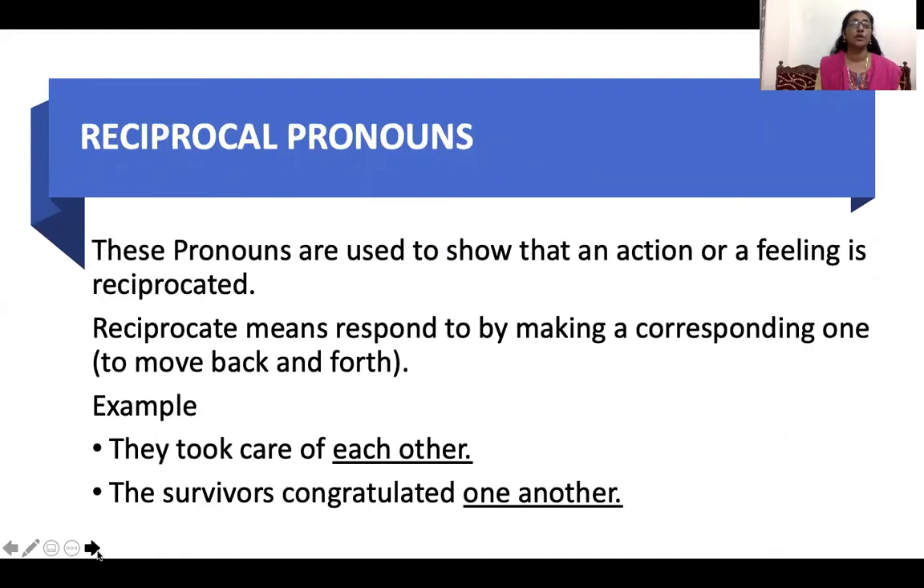Now we'll learn about reciprocal pronouns. These pronouns are used to show that an action or a feeling is reciprocated. Reciprocate means to respond by making a corresponding one, to move back and forth. For example, they took care of each other. Each other is the reciprocal pronoun. The survivors congratulated one another. One another is a reciprocal pronoun.